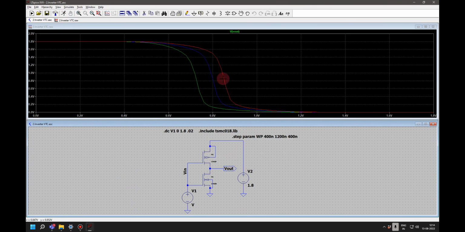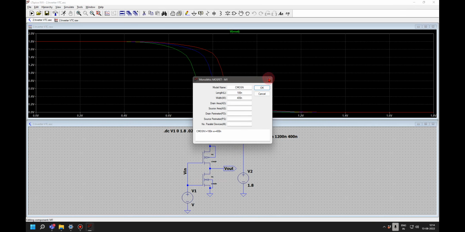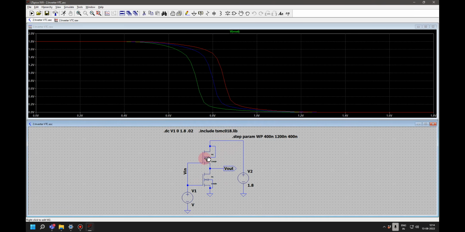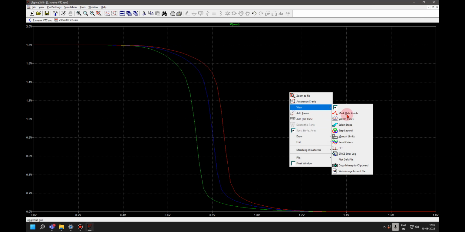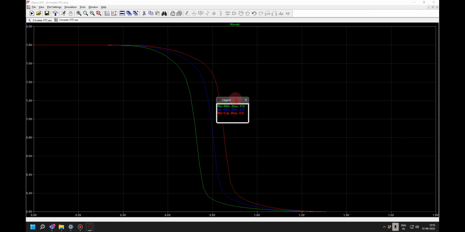Now what I have done is, I have kept this at 400. For the PMOS I have put it as WP, and I have kept it as a variable. Initially I am using 1:1, then I am increasing it to 800, and then 1200, that is 3 times. So 400, 800 and 1200. That is the width I am increasing out here.